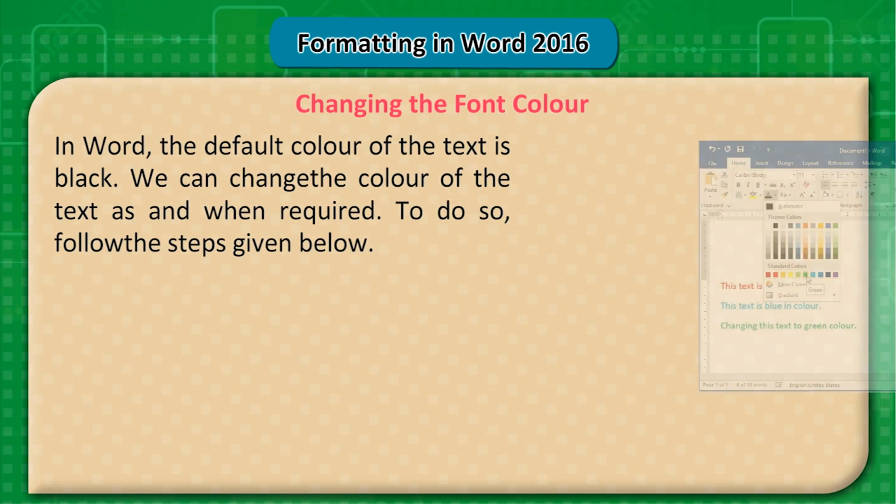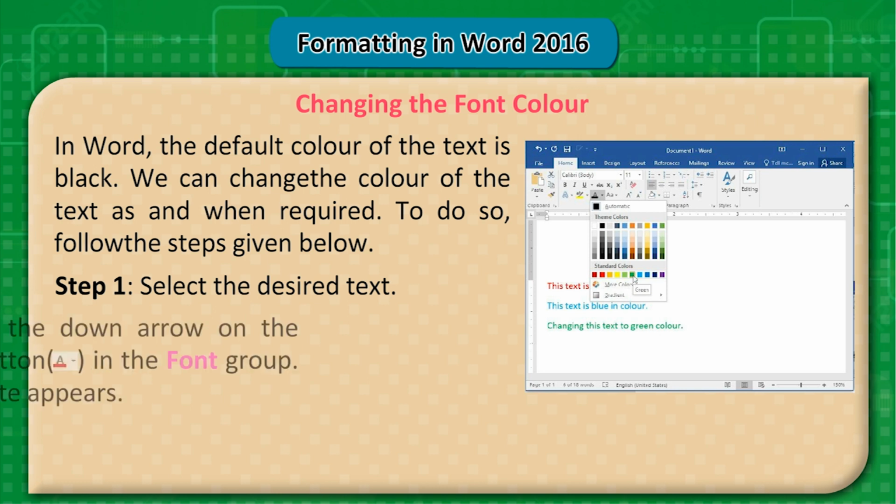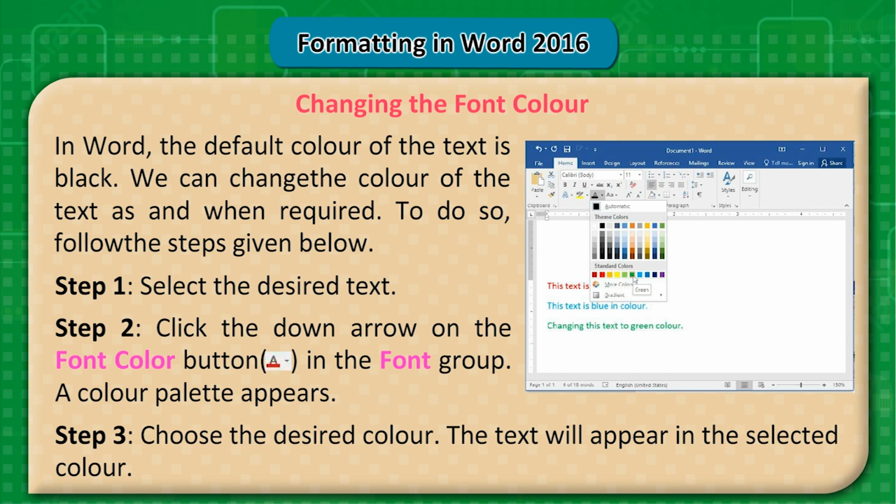Changing the font color. In Word, the default color of the text is black. We can change the color of the text as and when required. To do so, follow the steps given below. Step 1. Select the desired text. Step 2. Click the down arrow on the font color button in the font group. A color palette appears. Step 3. Choose the desired color. The text will appear in the selected color.